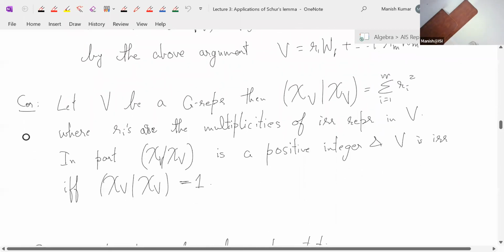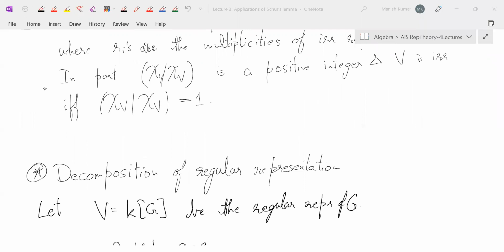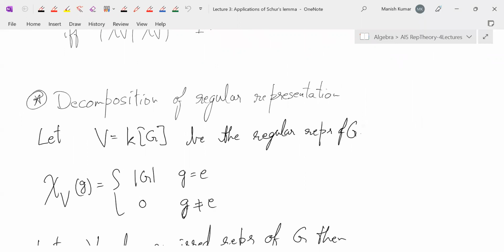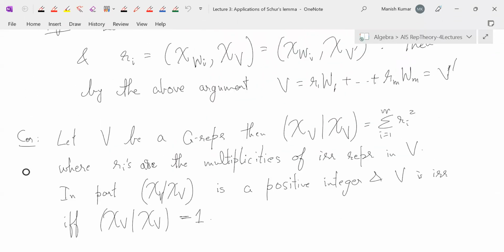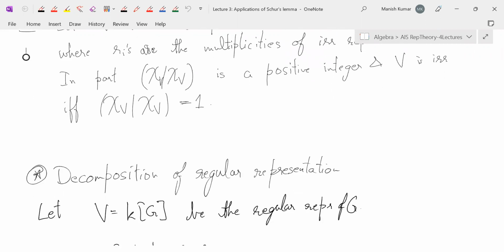Okay, so now we will use this to study the regular representation. As I said, that is our favorite representation. So let's try to understand how the regular representation looks in terms of irreducible representations. So far we haven't even proved that there are only finitely many irreducible representations of a group G. So that also we will see. In fact, we'll give you an exact number of how many irreducible representations G has later, towards the end of this lecture.